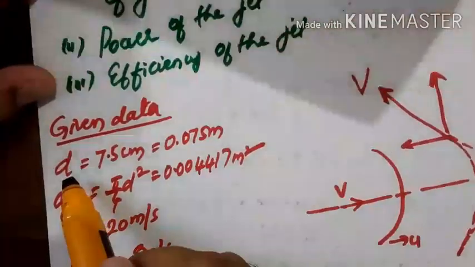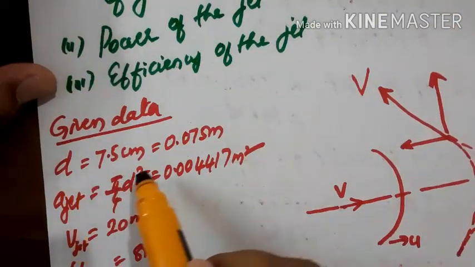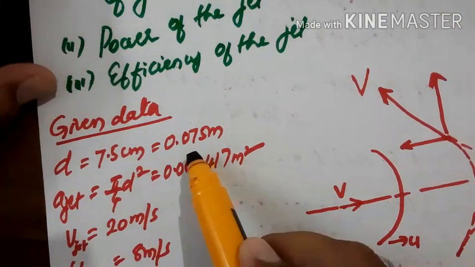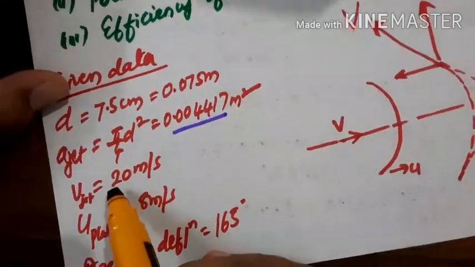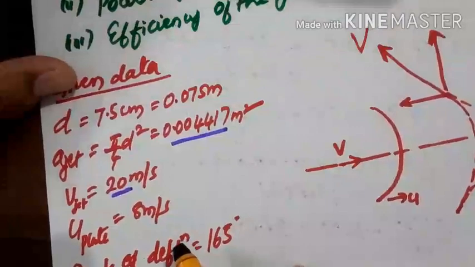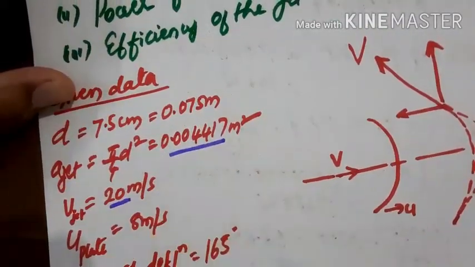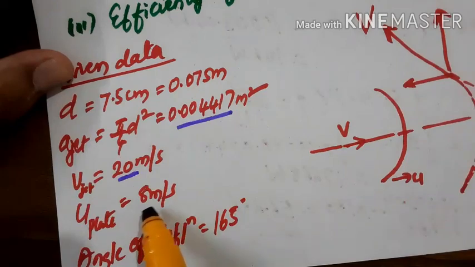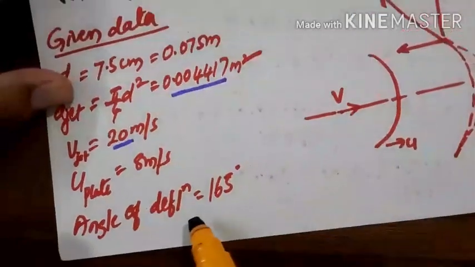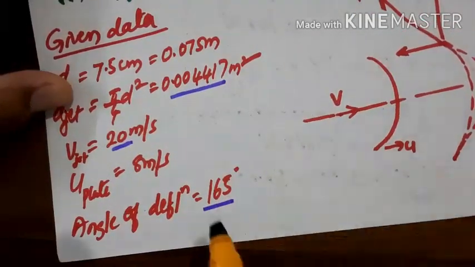The diameter of the jet is given, that is d = 7.5 centimeter, which equals 0.075 meter. Then calculate the area of the jet from the diameter, pi by 4 d square. So this is the answer we get. Then the velocity of the jet is given as 20 meter per second. At this velocity the jet is striking the vane, and the plate is also moving at 8 meter per second. Then the angle of deflection is given as 165 degrees.